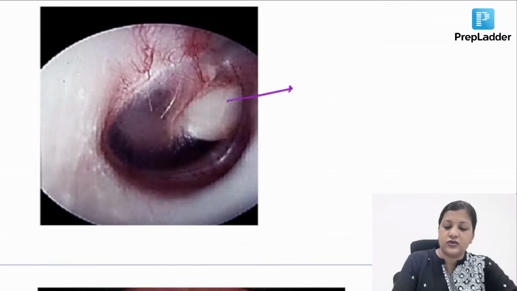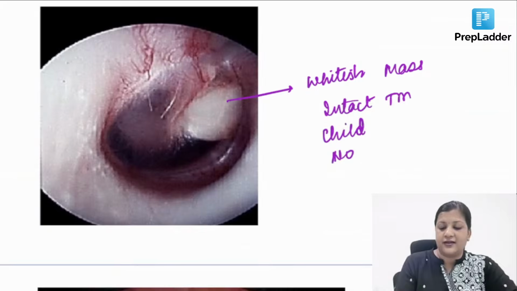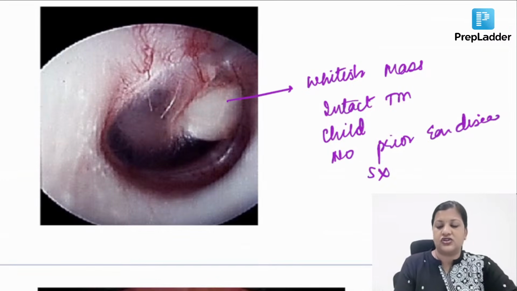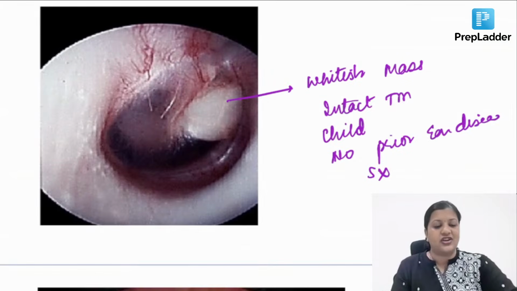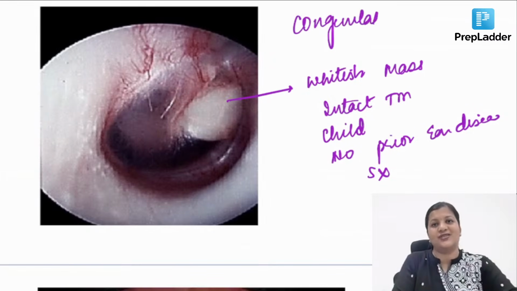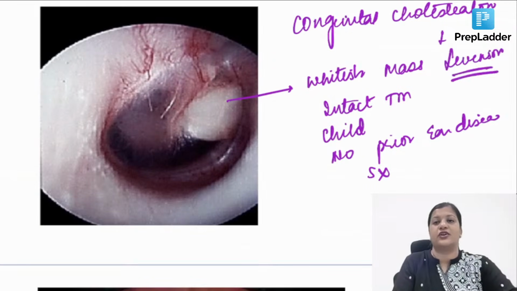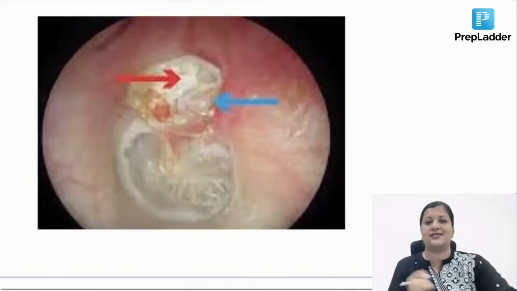Here they're just showing to you that there is a whitish mass behind an intact tympanic membrane in a child, no prior history of ear disease, no prior history of any ear surgery or any ear discharge. So what do you think it is? Very, very good. I see all of you answering it absolutely right. It's nothing but your congenital cholesteatoma. So this is an image of congenital cholesteatoma. And the criteria that we call it is called Levinson's criteria for congenital cholesteatoma, which we've already revised. So we go ahead into the next image.